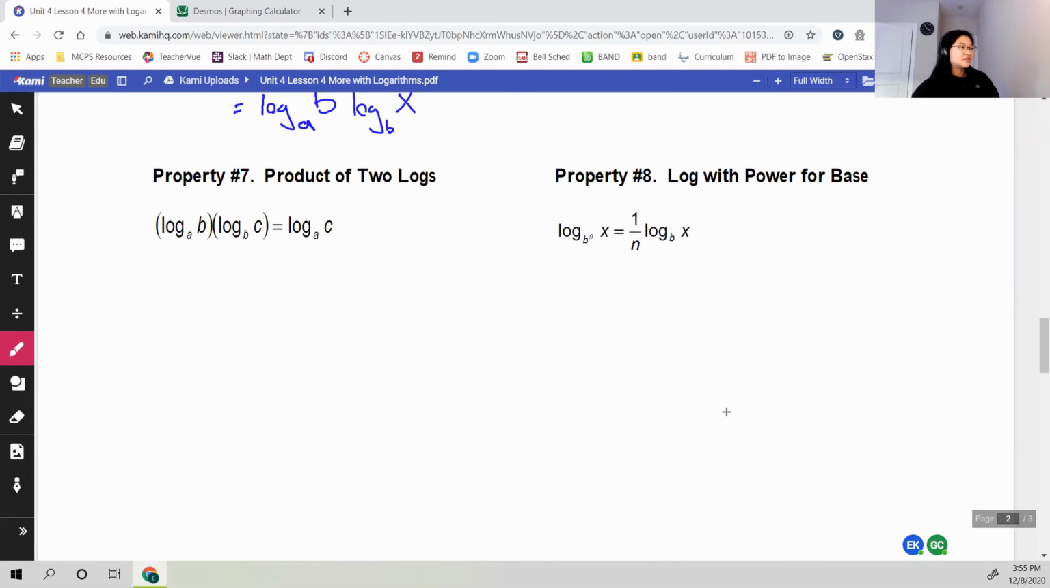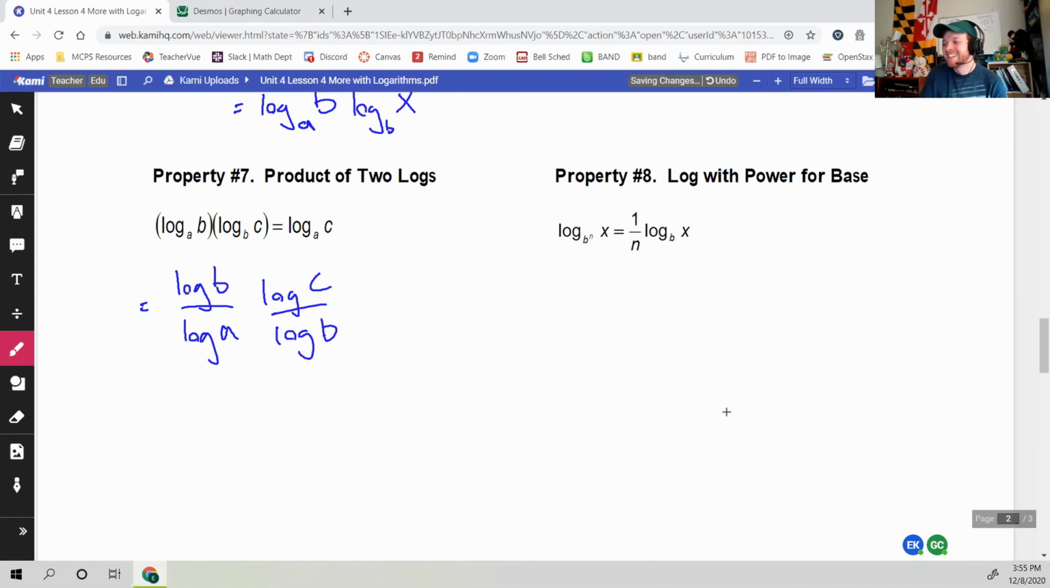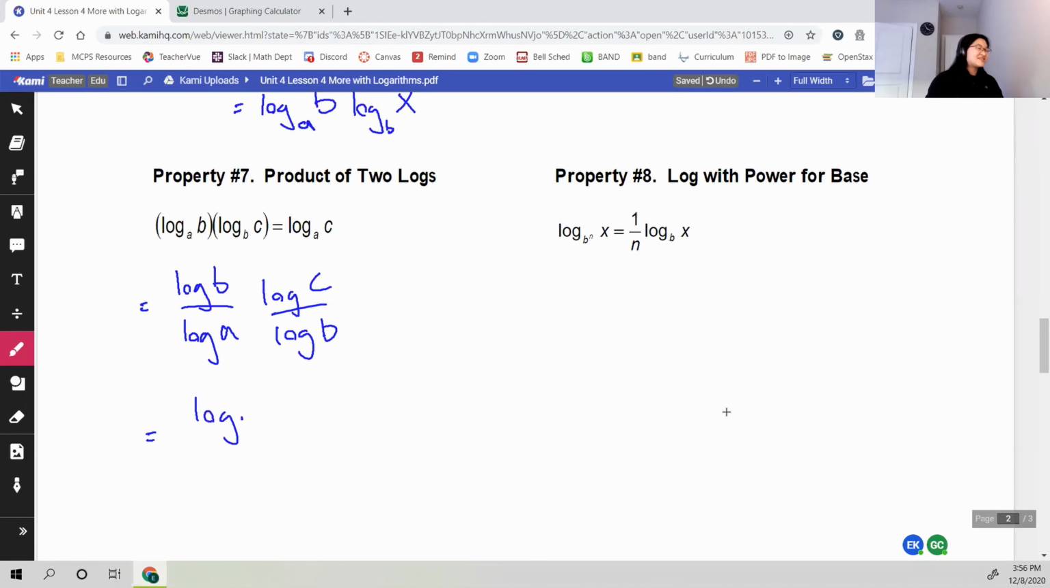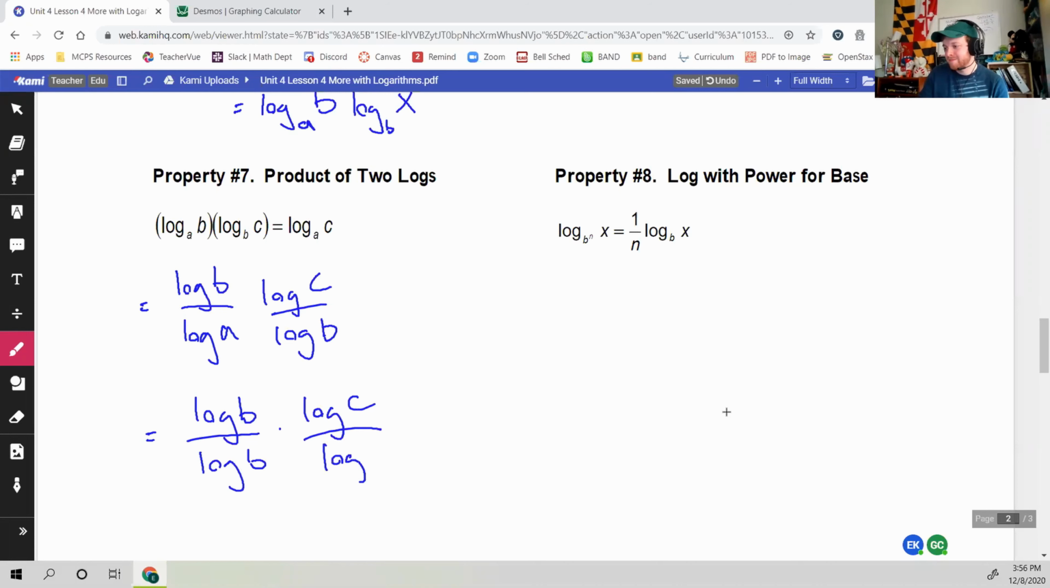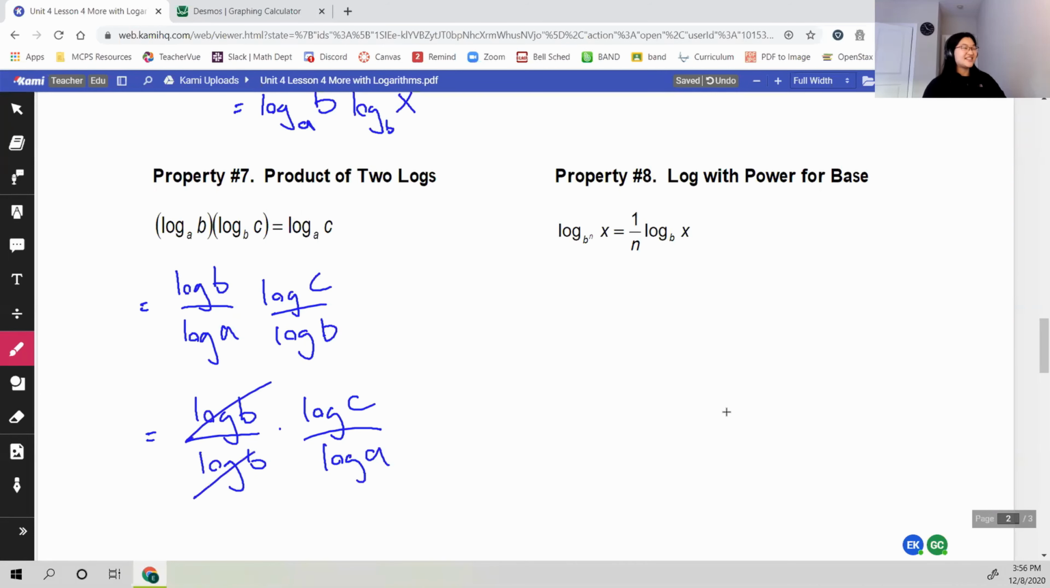Right. So log of B over log of A times log of C over log of B. And then we just take those denominators and switch them around because of the commutative property of multiplication. That's 1. Chop, chop. Oh, I wrote B by accident. That's an A. That's an A. Chop, chop.